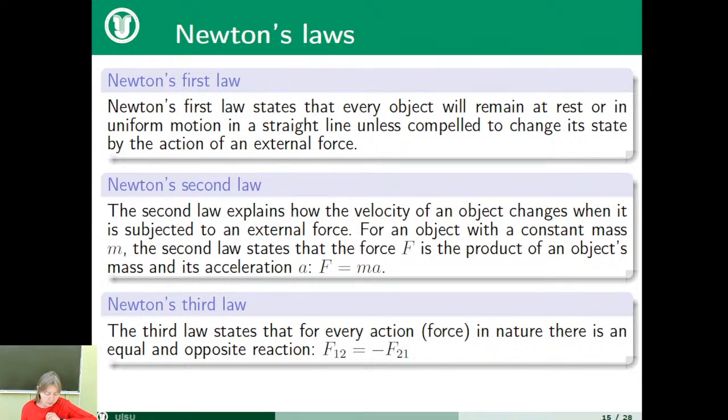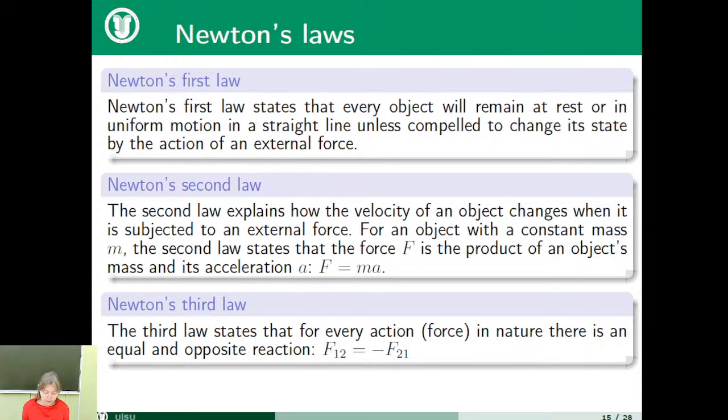From this observation, we can conclude that a body will keep moving with a constant velocity if no force acts on it. That leads us to the first of Newton's three laws of motion. Newton's first law: if no force acts on a body, the body's velocity cannot change. That is, the body cannot accelerate.